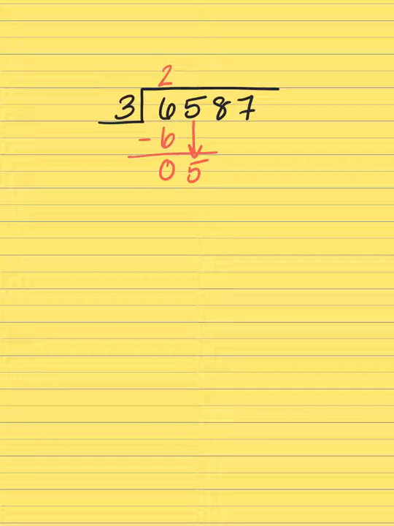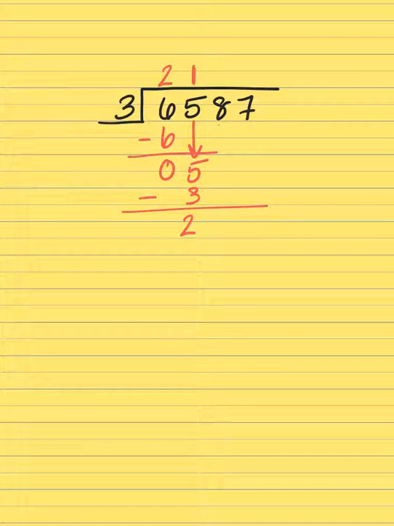So now how many times does 3 go into 5? 3 goes into 5 once. So we have the 1 up there. 1 times 3 is 3. Again, we subtract. 5 minus 3 is 2. And then we bring down the 8. So now that's 28. How many times does 3 go into 28? Well, I believe that's 7 times. No, 9 times. My bad.